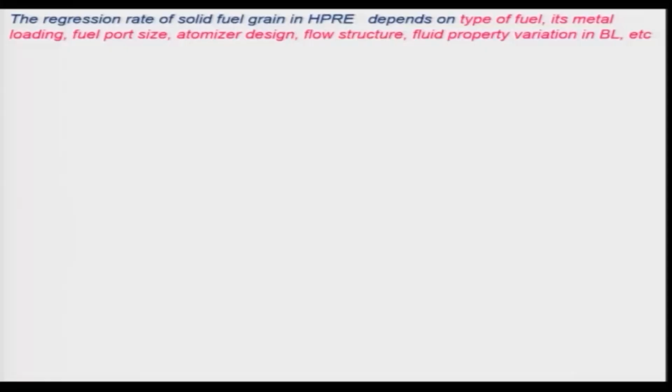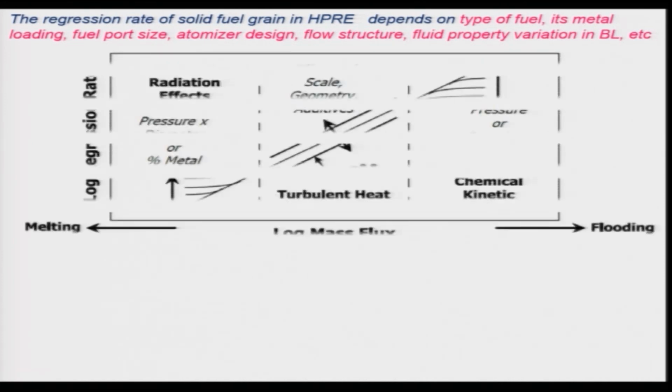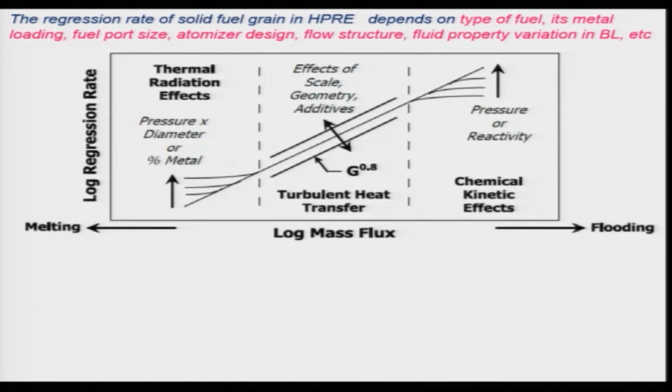So, let us discuss a little bit about regression rate. We know that regression rate of the solid fuel grain depends on the type of fuel, its metal loading and fuel port size, atomizer design, and also the flow structure, because the flow will be turbulent, and sometimes it will create some kind of vortices also, and fluid property variation in the boundary layer, because temperature will be changing. Also mass flow rate and other things. Therefore, the properties of the fluid will also be changing, so that means it is quite complex as compared to your solid propellant combustion engine or the liquid propellant.